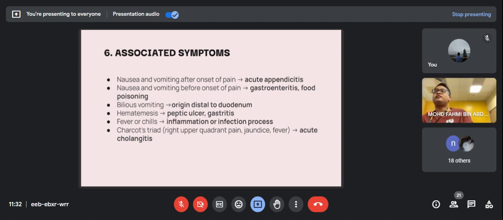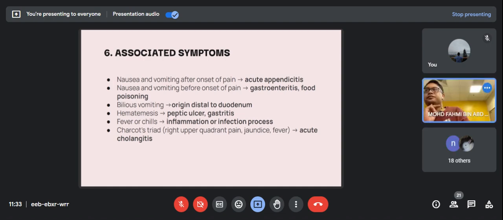Betul? Are you sure? Yes. Are you sure? In your exam, if you get asked like that, means that you are in a very big trouble kan? So tell me, where does bile come out in our intestine? Anyone knows? Is it the ampulla of Vater?